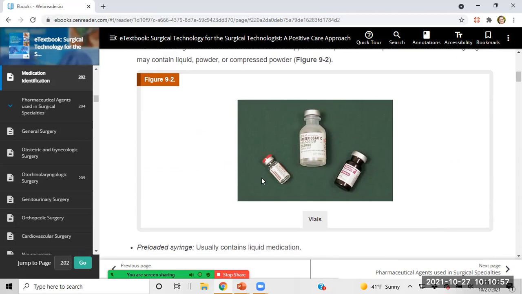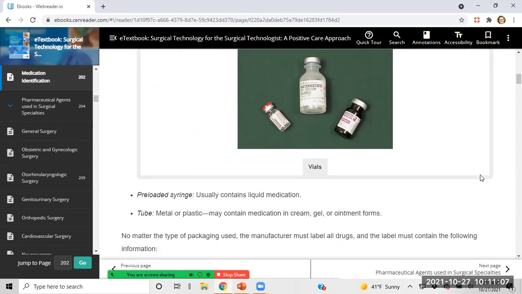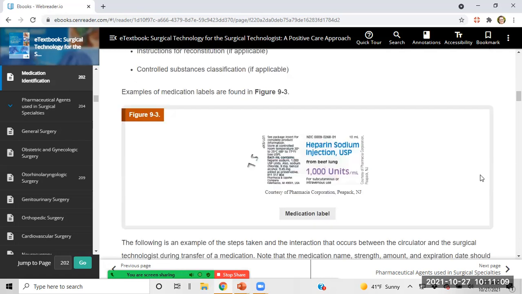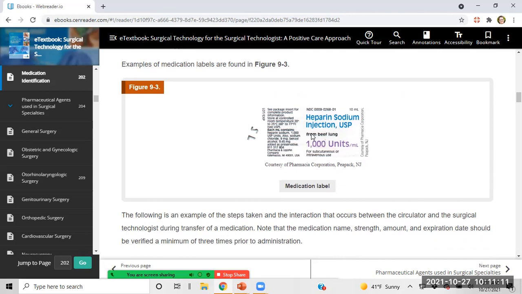These are vials, and these have a rubber stopcock on the top. Underneath this little red tab is going to be a little rubber seal, and you'll see that. And this is the medication label. This is normally how it's labeled. It'll have a lot number and an expiration number right along this side. Here's the name, and there's the NDC number. There it tells you how much is in the bottle, 10 mLs.